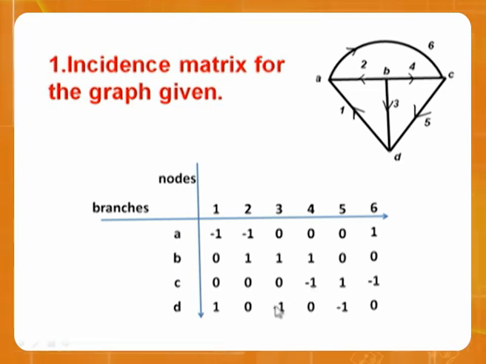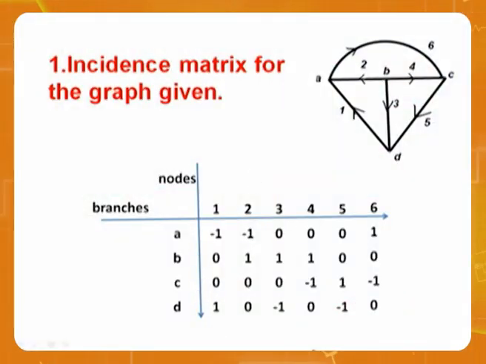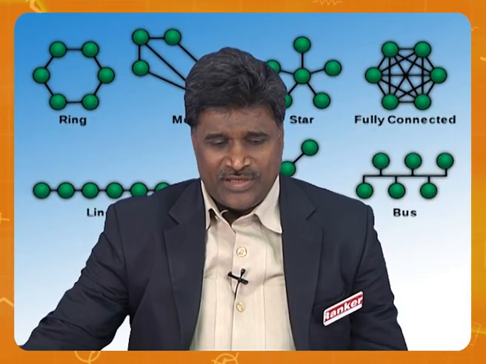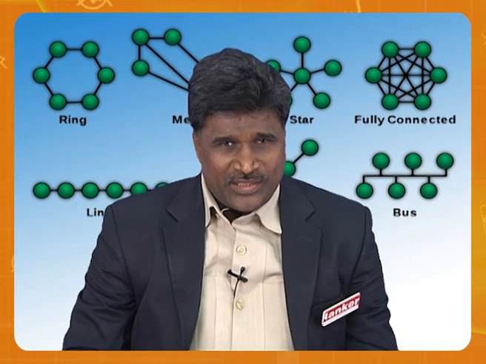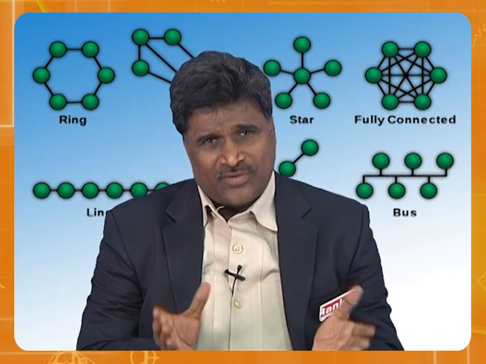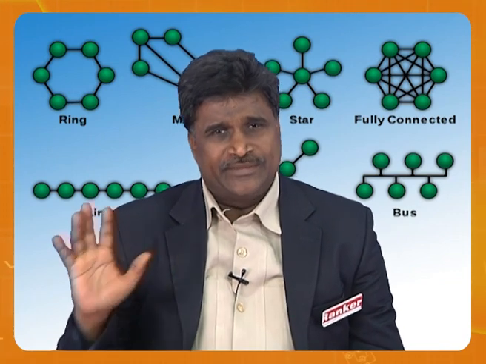So 1, minus, minus. Though I have entered all this here, there is a very interesting precaution: the sum of each column is 0. Please observe here: minus 1 plus 1, 0; minus 1 plus 1, 0; 1 minus 1, 0; 1 minus 1, 0. So a very important observation is that the sum of each column is 0. Whenever the sum of each column is 0, that shows the total circuit is considered.